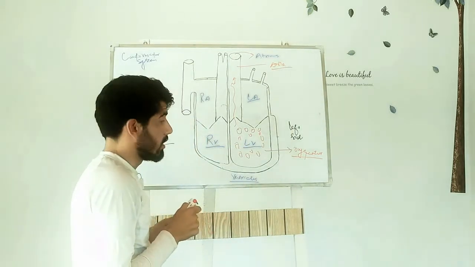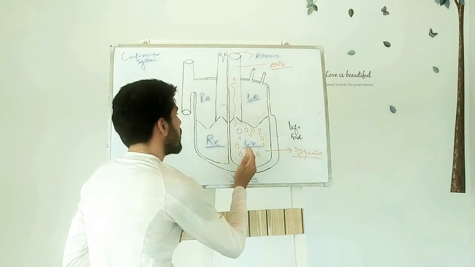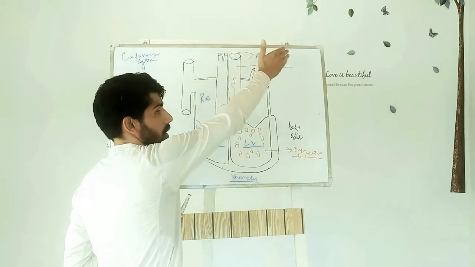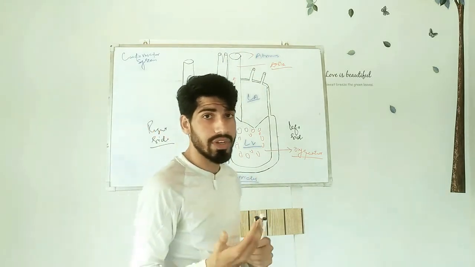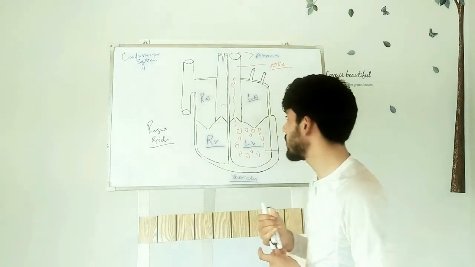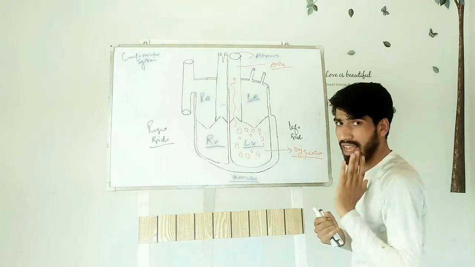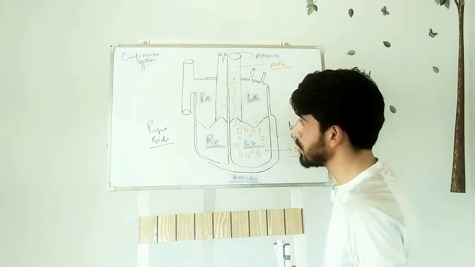What happens? The left ventricle contracts, and the blood flows from this vessel and goes into the rest of the body. So what happens next? The blood comes back.